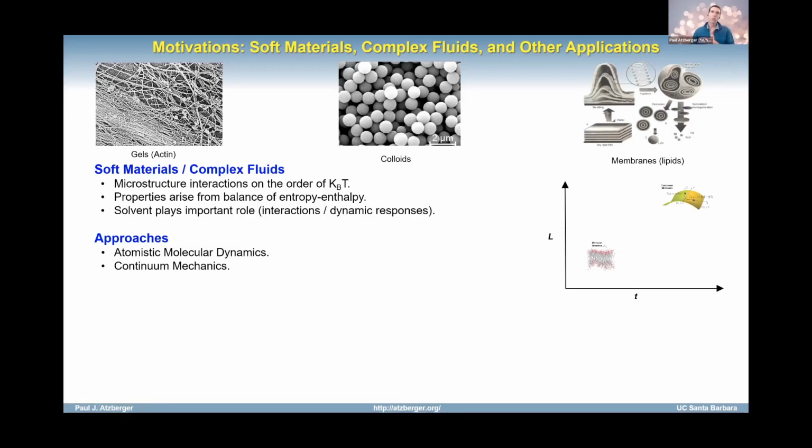Now, you could also approach these problems from the continuum level, and that's also been successfully done for many problems. But the challenge, of course, in continuum mechanics is you have to formulate constitutive laws for your stress-strain relationships. And so, in many systems, that's not necessarily well characterized, and you'd really like to learn that directly from the microscale interactions.